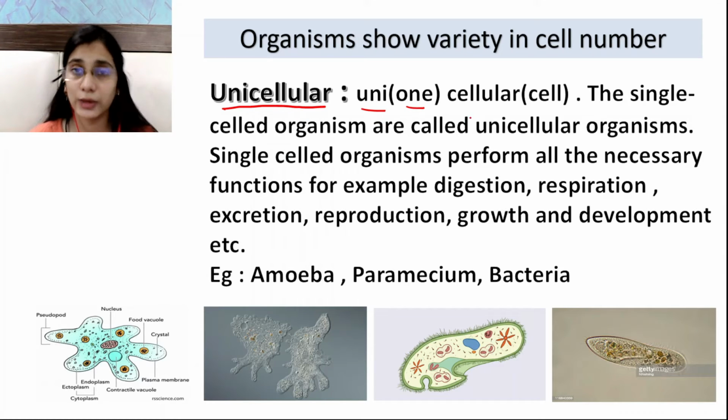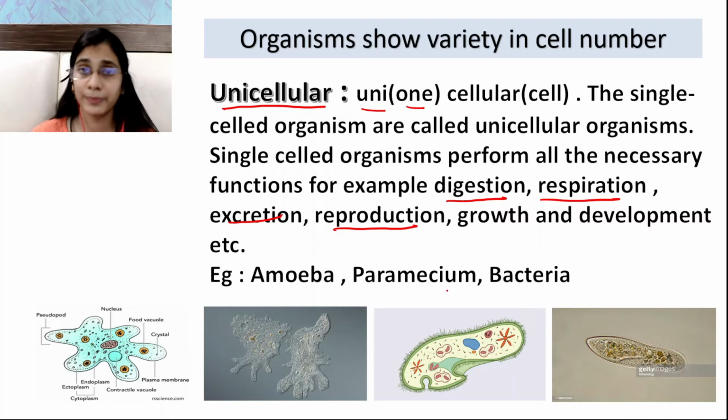Uni means one, cellular means cell. The single cell organisms are called unicellular organisms. Single cell organisms perform all the necessary functions, for example, digestion, respiration, excretion, reproduction, growth and development. So, I told you that a cell is responsible for performing all the necessary functions by itself individually, and those cells are known as unicellular, and the organisms that perform those kinds of functions are known as unicellular organisms.